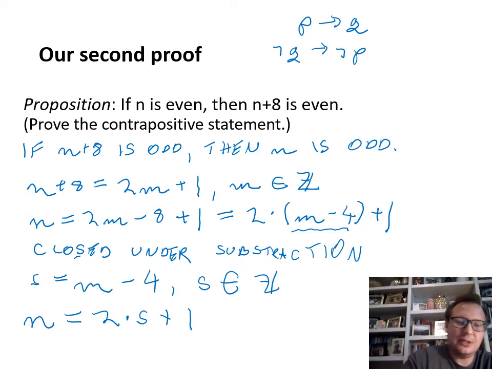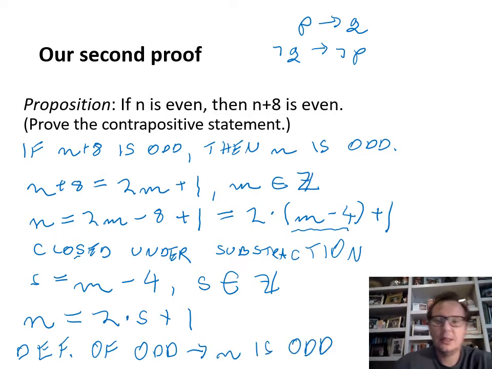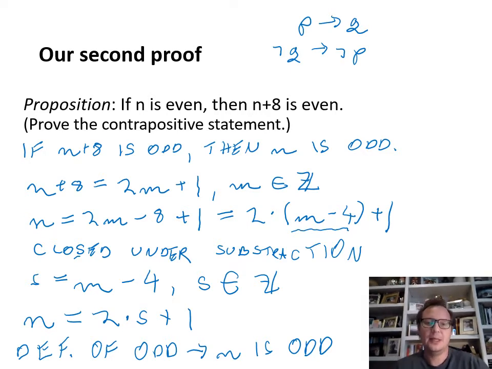And now by the definition of odd, which we introduced in part 1 of this lecture, n is odd. And that finishes our proof by contrapositive. So by proving the contrapositive, we prove the original proposition because the two are equivalent.